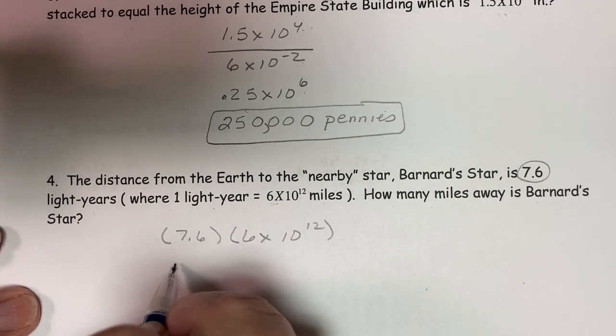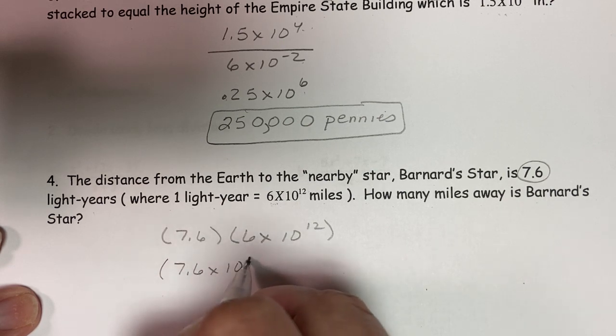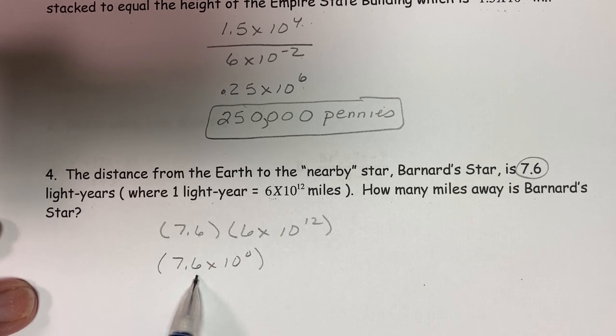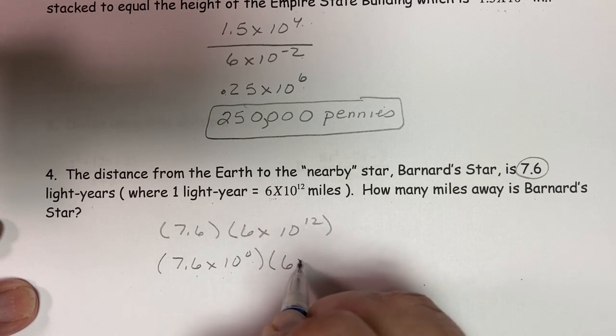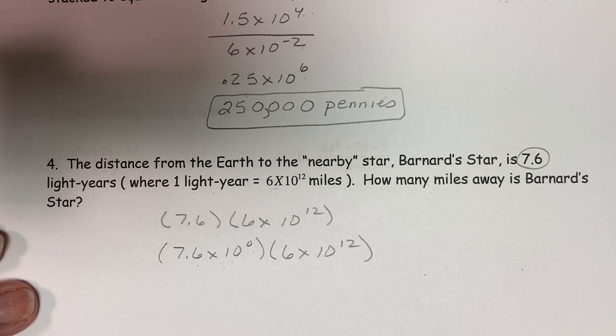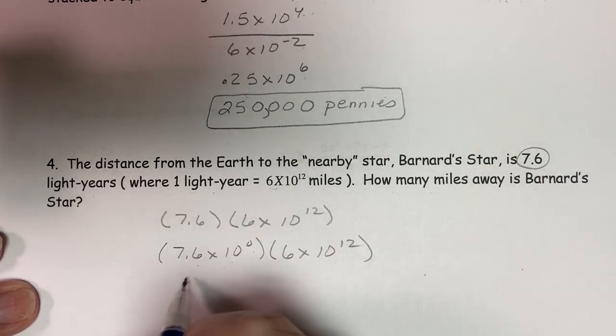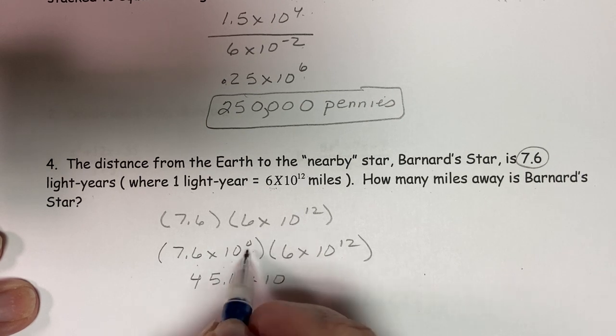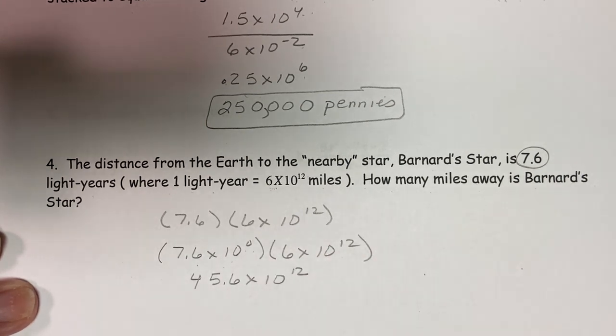Well, if you really wanted to, you could do 7.6 times 10 to the 0, because that's really what 7.6 is in scientific notation. Remembering anything to the 0 power is just 1. That might make it a little bit easier to understand. So I have to multiply 7.6 times 6. And I'm going to get 45.6 times 10 to the, add the exponents, and we get 12.